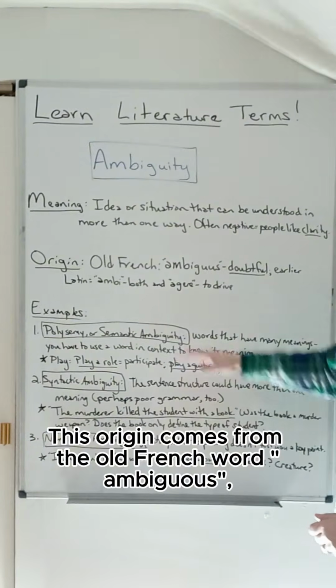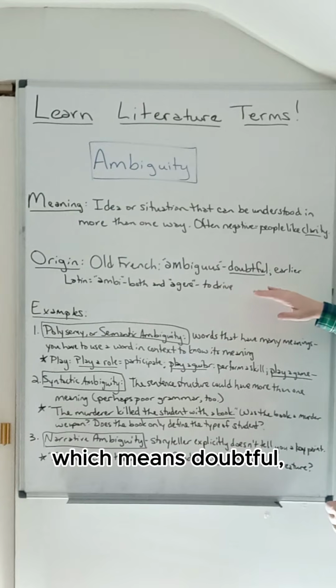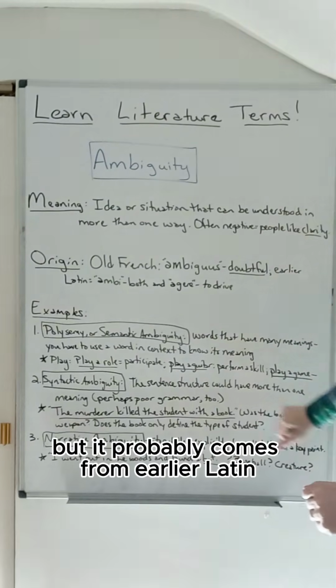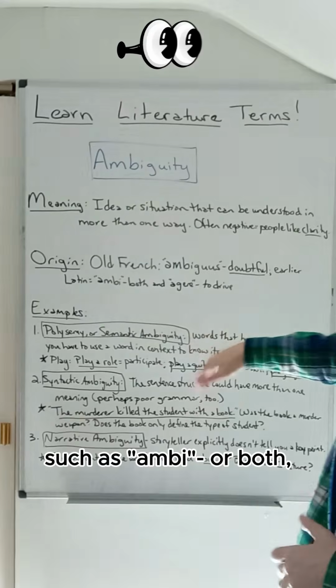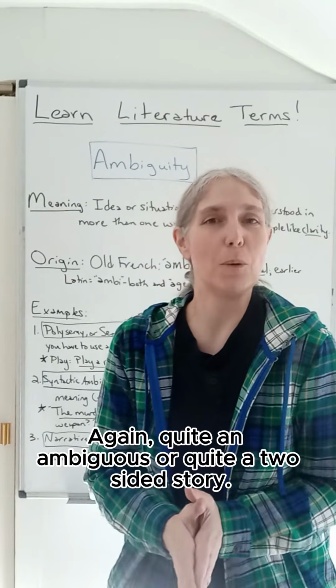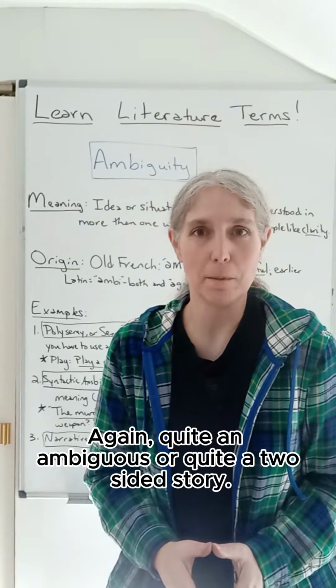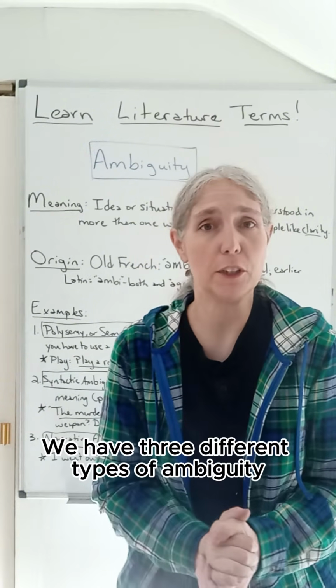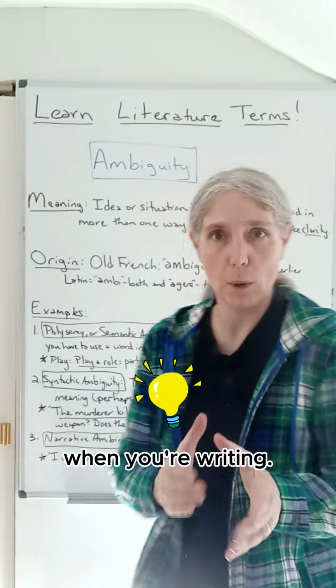Now, this origin comes from the Old French word ambigus, which means doubtful, but it probably comes from earlier Latin, such as ambi, meaning both, and agere, to drive. Again, quite an ambiguous or quite a two-sided story. Now, we have three different types of ambiguity that you should probably avoid when you're writing.